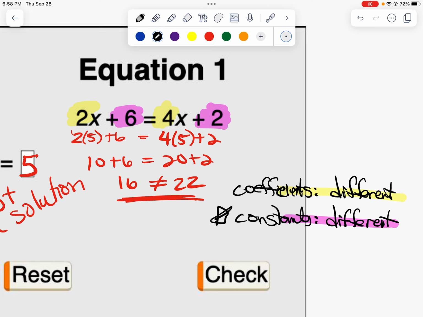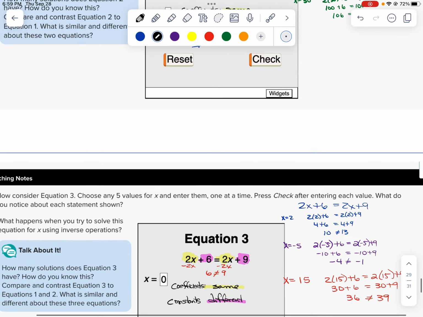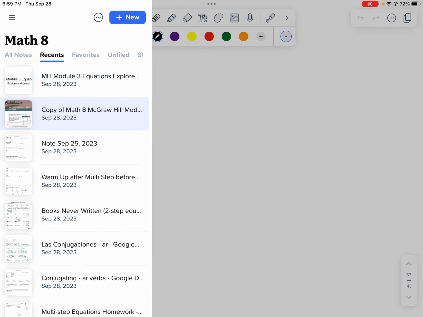that's a horrible star. There we go. Constants, it doesn't matter what they are. But the coefficients being different, that is super important to know. Okay, so now let's go over to our actual lesson.